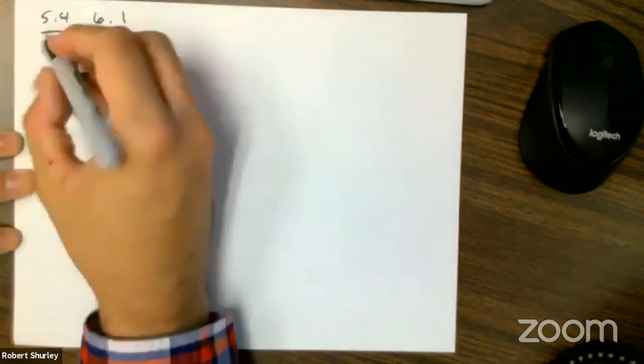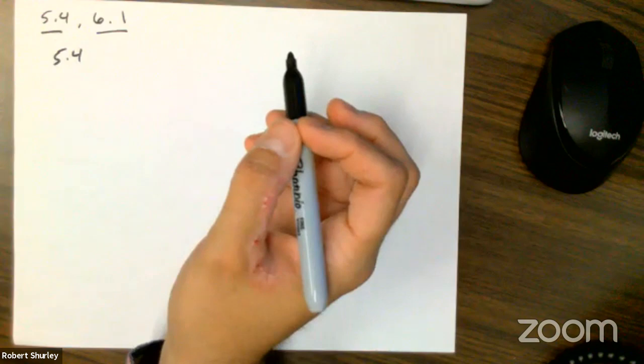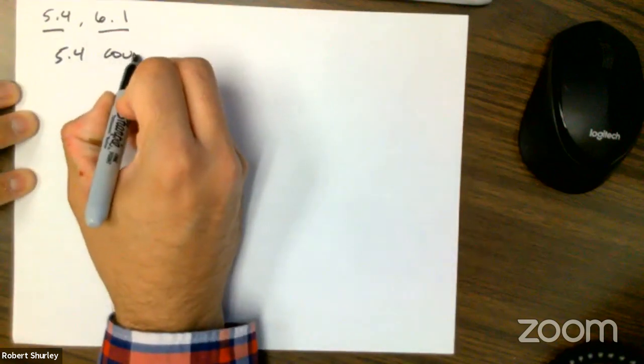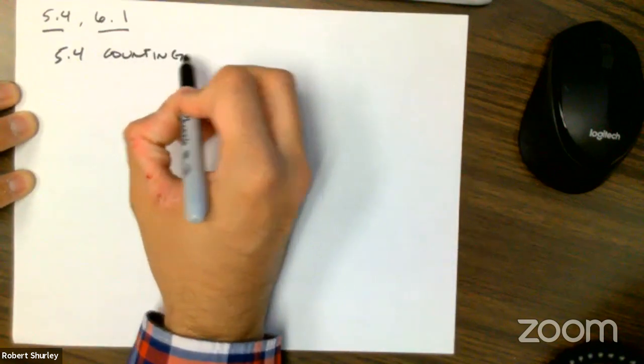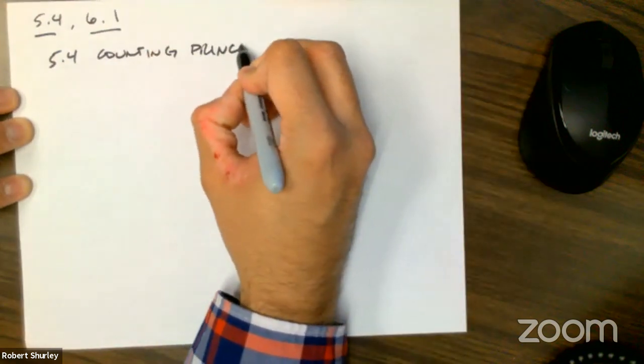I'm going to go over sections 5.4 and 6.1. So 5.4 finishes up chapter 5, of course, and then in 6.1 we're going to go over discrete probability. 5.4 is actually on counting principles, which sounds like it should be easy, but I'm going to make it a lot harder than just counting. Okay, so counting principles.